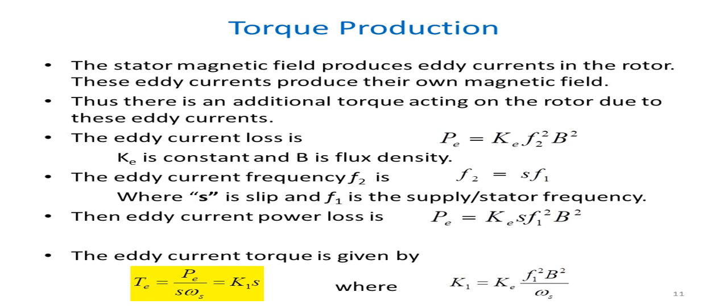The eddy current torque is given by TE equals PE upon S omega S, that is equal to K1 into S, where K1 is equal to KE into F1 square B square upon omega S. Omega S is the synchronous angular speed.